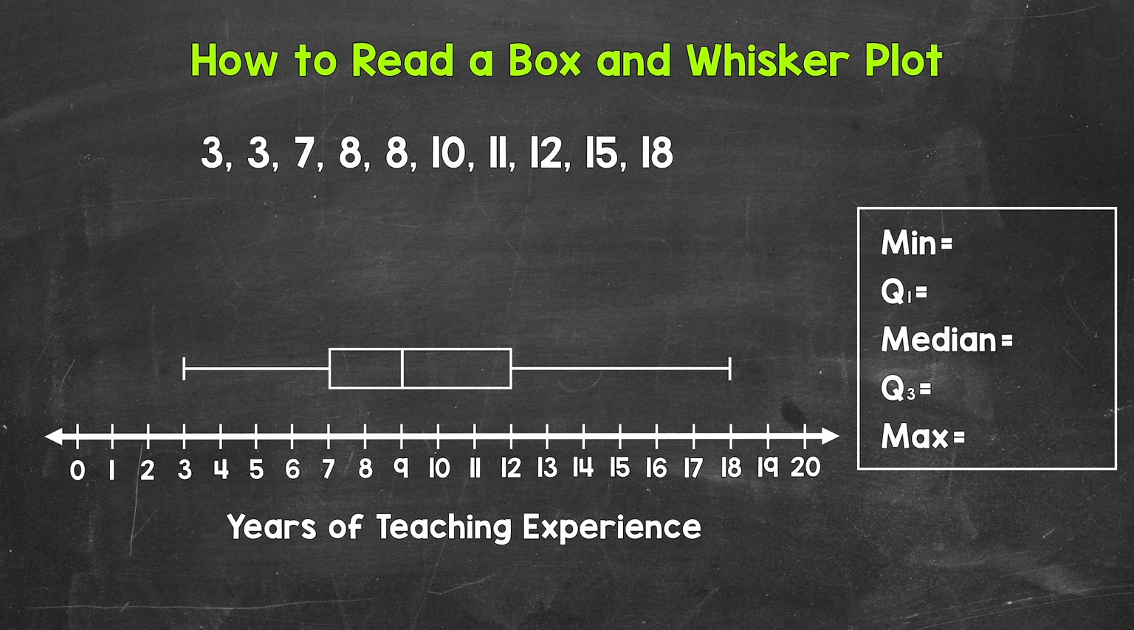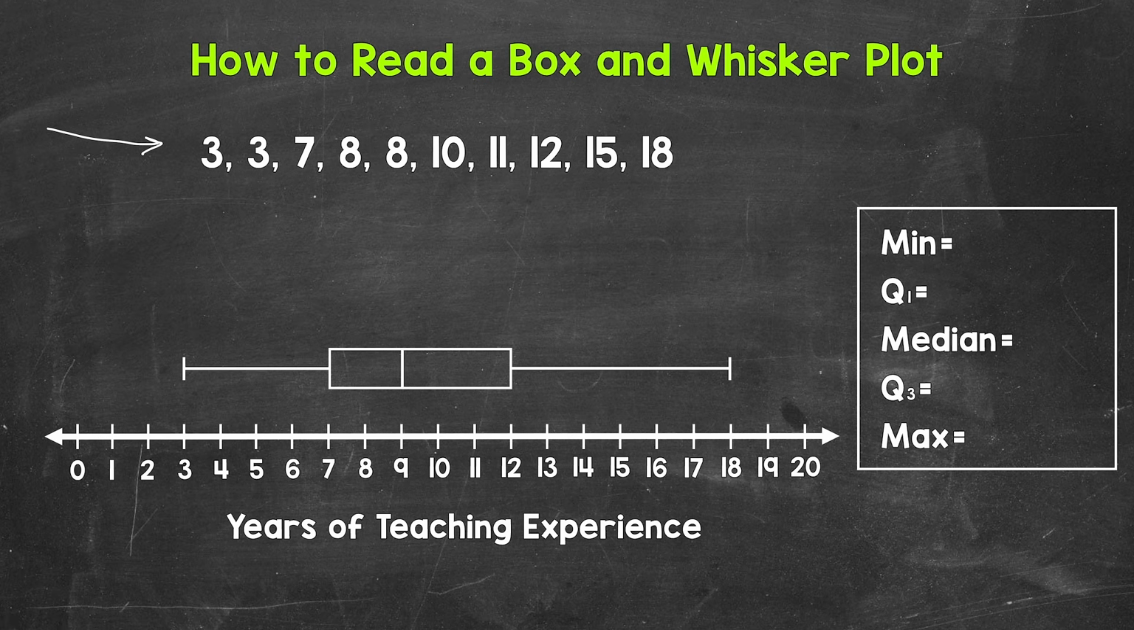For our example, we're going to be taking a look at years of teaching experience. So 10 teachers were surveyed, and here are the results. Again, this is years of teaching experience. This data is in order from least to greatest, and the box and whisker plot has been created below. Now, when it comes to box and whisker plots, there are 5 key parts. They show us a 5-number summary of the data set. Box and whisker plots display the minimum, the first quartile, the median, the third quartile, and the maximum.